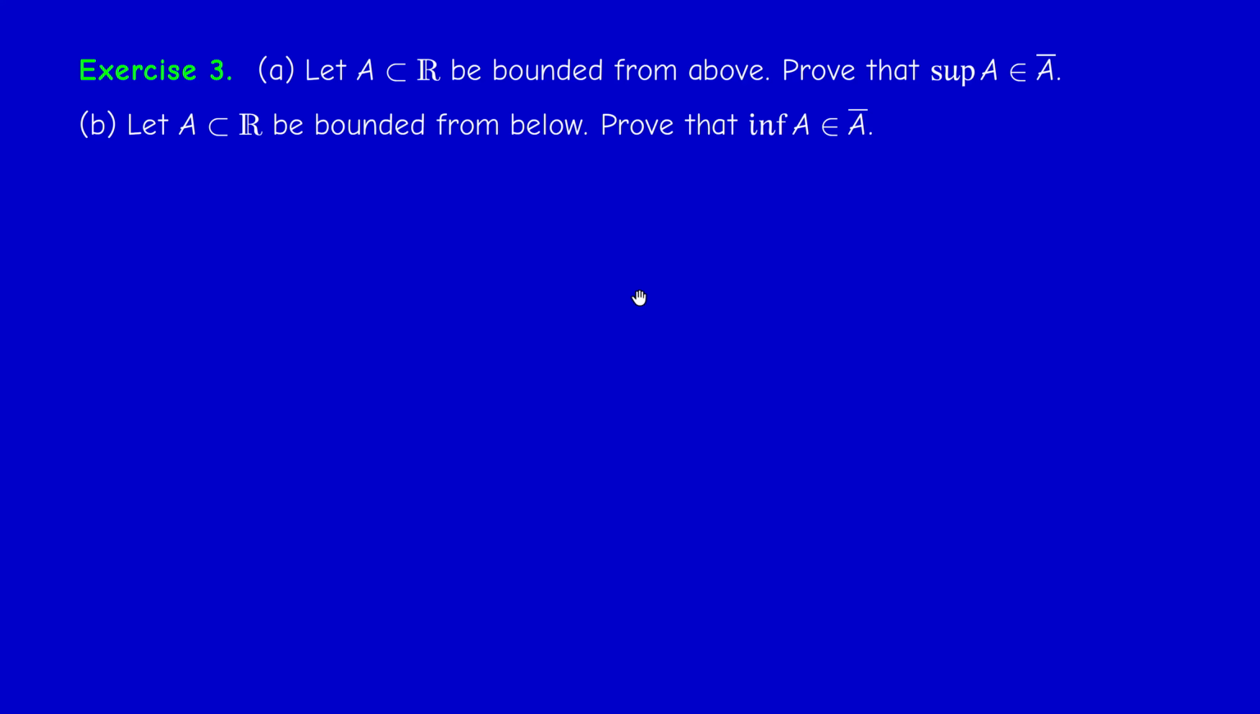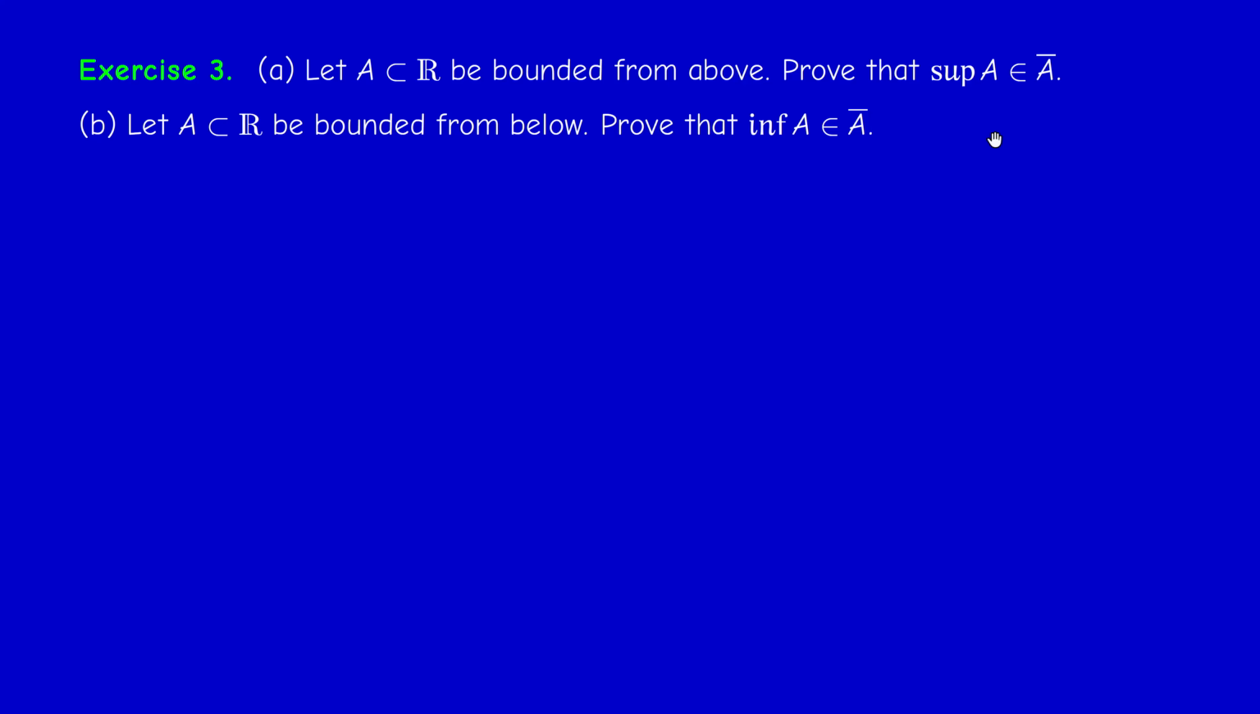Exercise 3, show that if A is not empty and bounded from above, yeah, we should include the condition that it's not empty in order for the sup to exist. So not empty and bounded from above. So the sup exists, but we have to prove that the sup of A is in A bar.